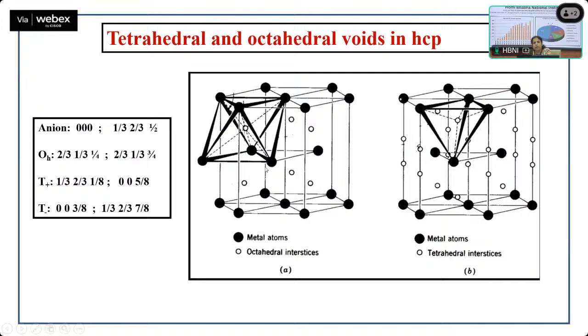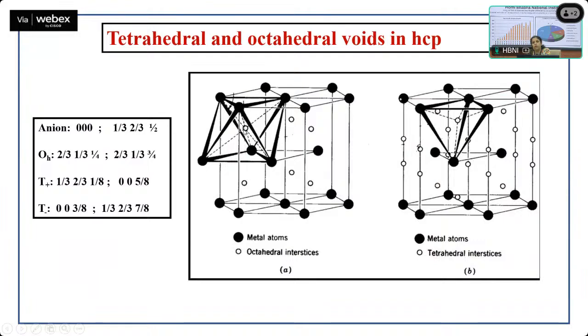Okay. Now if this coordinate was 1 by 3, 2 by 3, this particular coordinate, if you just stretch your imagination a little, will be 2 by 3, 1 by 3. So the coordinate of this octahedral hole is 2 by 3, 1 by 3, 1 by 4. All right. Since the same layer is also contributing to the octahedral hole on the top, the next octahedral hole lies directly above this particular octahedral hole.